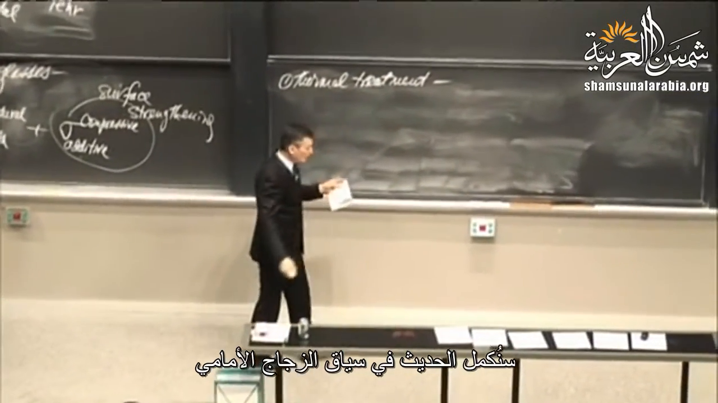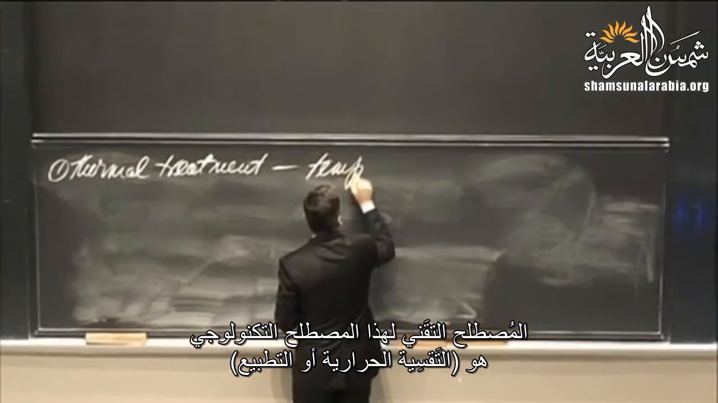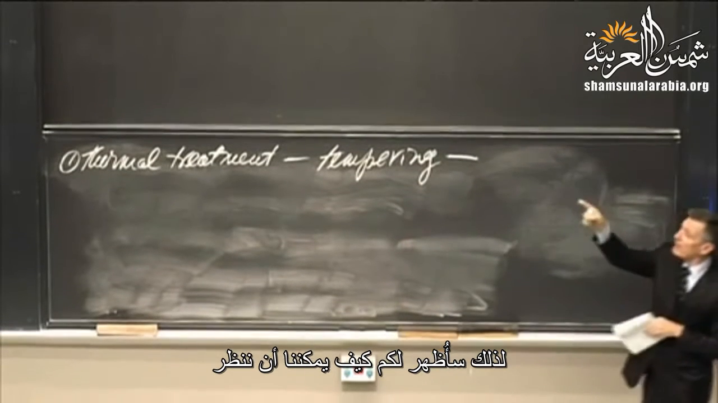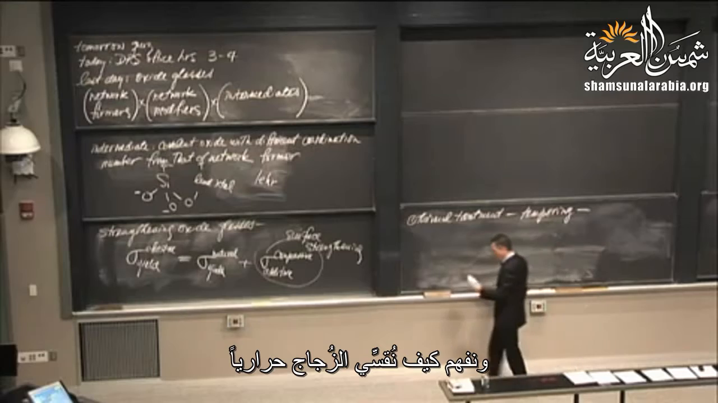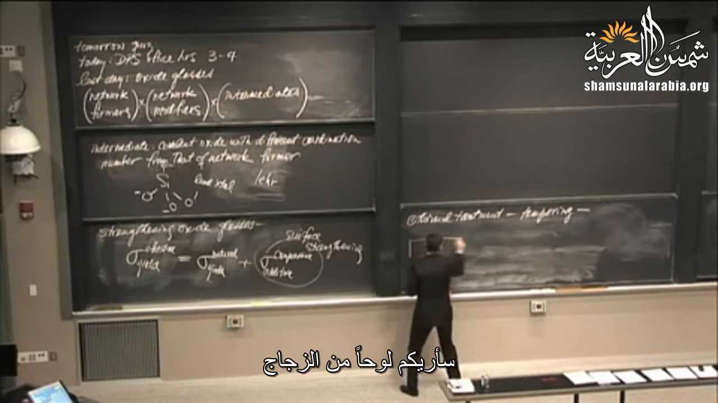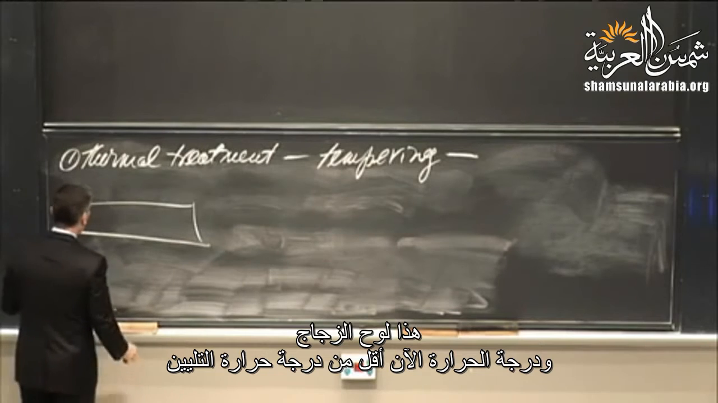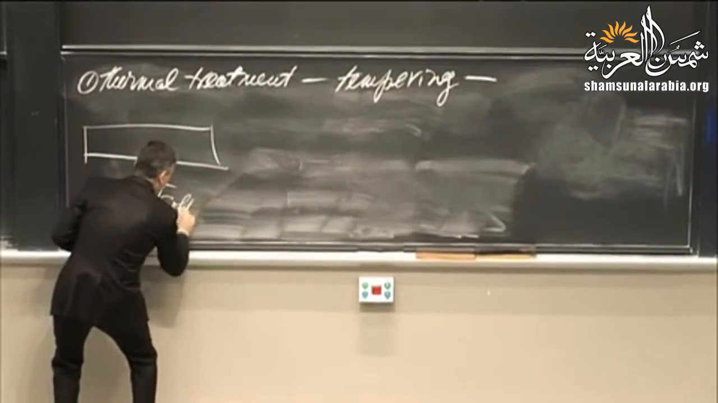Well, let's keep it in the context of the windshield. And the technical term for this, the technological term, is tempering. So what I'm going to show you is how we can look at that volume versus temperature curve and understand how we make tempered glass for windshields and so on. So I'm going to show you a slab of glass. Here's a slab of glass, and we've just got below the softening point. So T, just less than T softening.